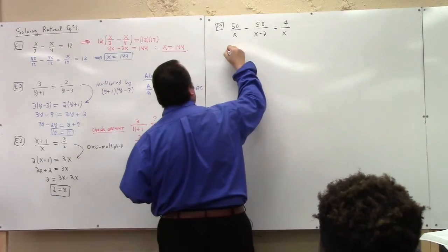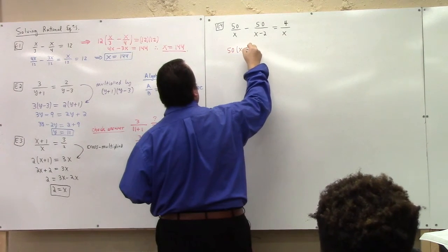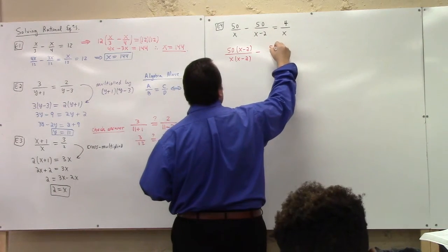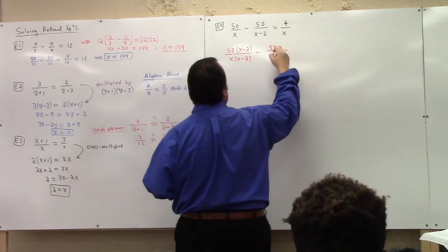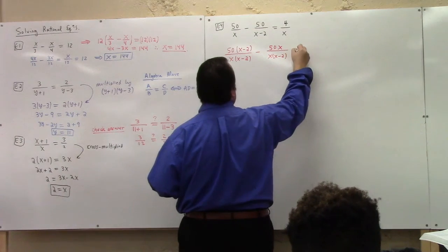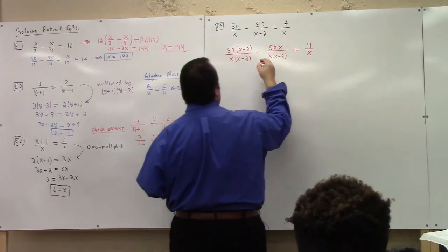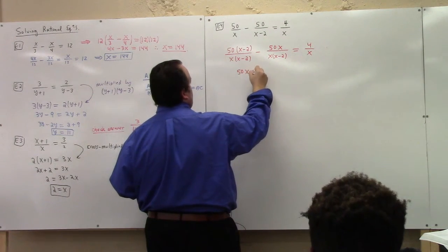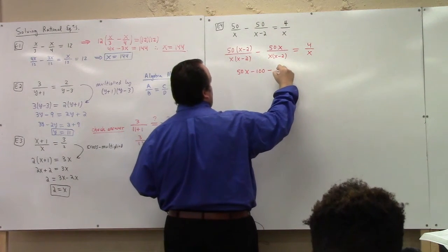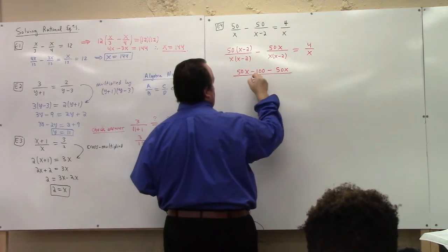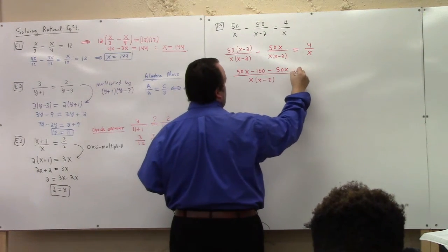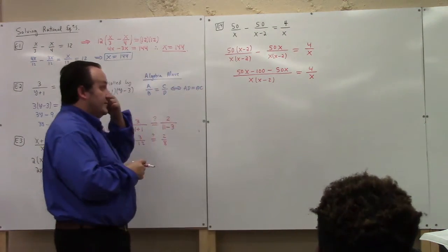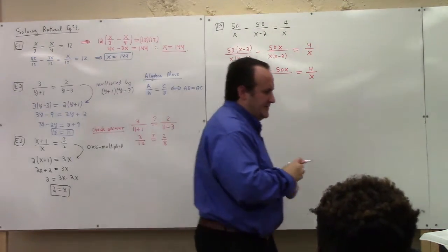So we do 50 times x minus 2 over x times x minus 2, minus 50 times x over x times x minus 2, equals 4 over x, which gives me 50x minus 100 minus 50x, all divided by x times x minus 2, equals 4 over x. So what I did was I distributed.